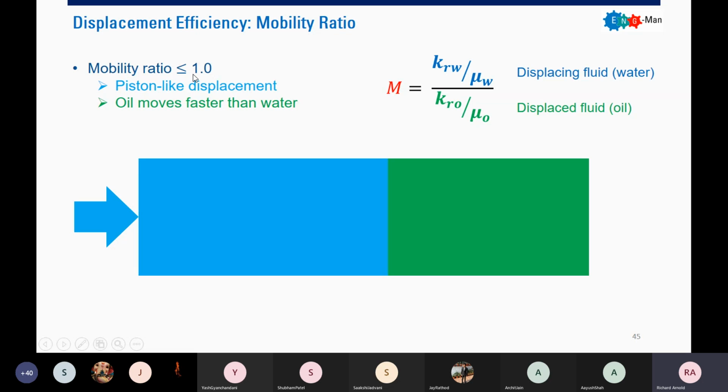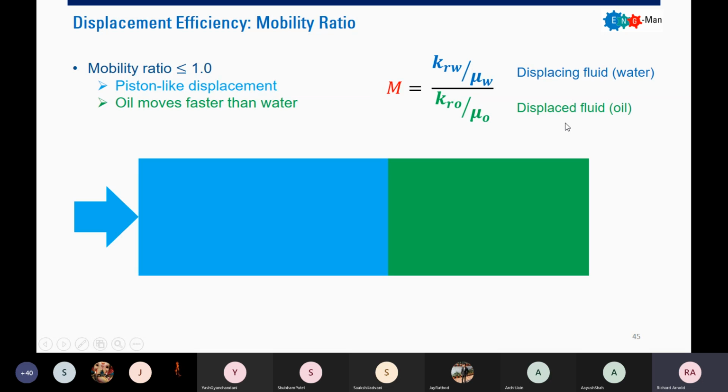If you have mobility ratio below 1, you will have like this one, piston-like displacement, which means oil moves faster than water. And whenever your oil moves faster than the water, it will give us piston-like displacement. Okay, and again, water mobility ratio is defined by this formula, the mobility of our displacing fluid, in this case water, divided by the mobility, relative permeability divided by viscosity. Okay, that's mobility divided by the mobility of our oil, which is the displaced fluid.